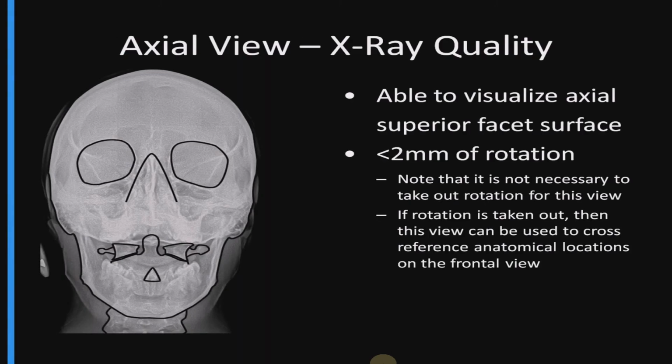Our goal on this is to be able to visibly see the superior surface of C2. So in quality control, we must be able to see that surface with no teeth or occiput superimposing over it. We ideally would like to have no rotation on this film either, because we're going to be using this film to cross-reference the location of the C2 spinous, so we can take that information to our frontal film for analysis if we need help seeing the spinous on the frontal film.